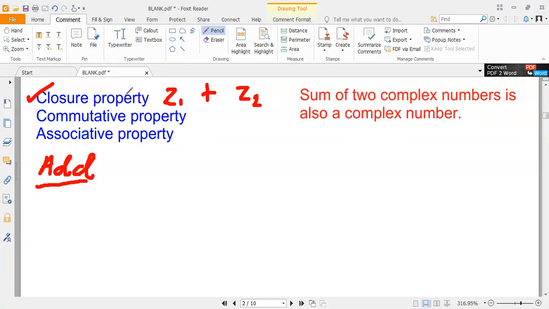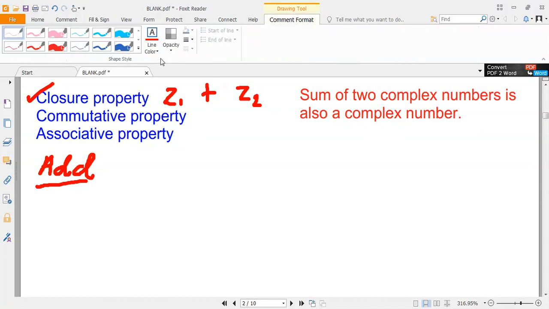Now, what do we mean by commutative property? Commutative property is also pretty simple. So let me just change the color so it will be easier to talk about them. So let's talk about the commutative property now.